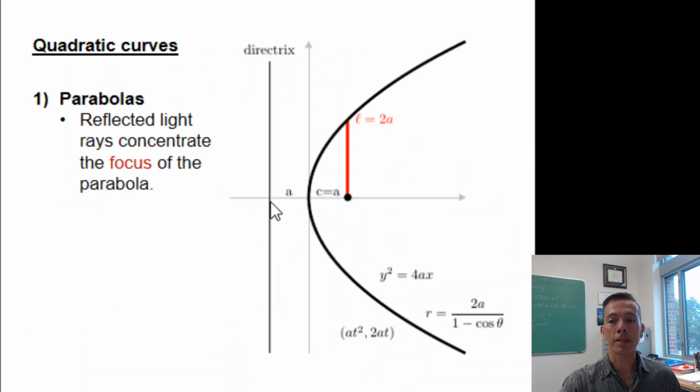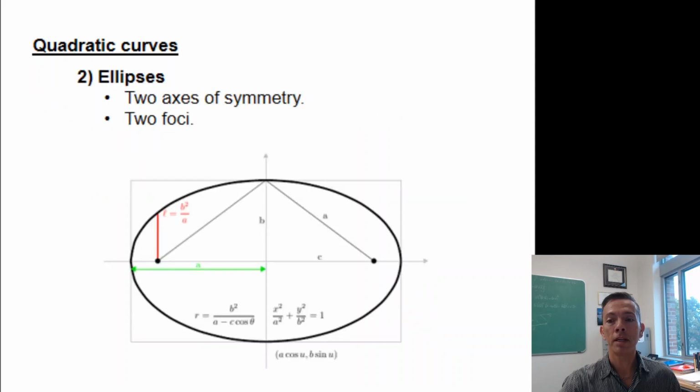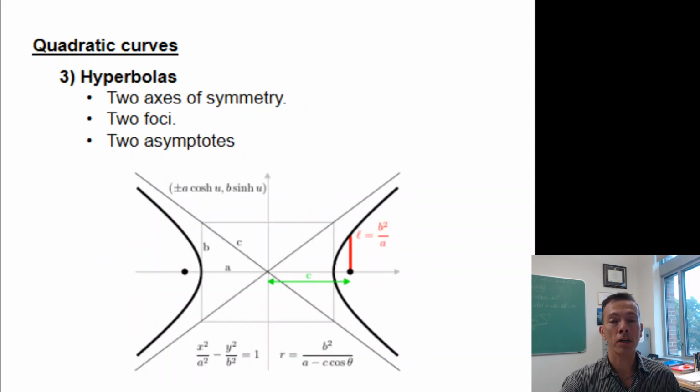As you know, parabolas have an axis of symmetry, and a vertex. Ellipses have 2 axes of symmetry called the principal axes. Hyperbolas also have 2 axes of symmetry, and they have 2 branches as well.